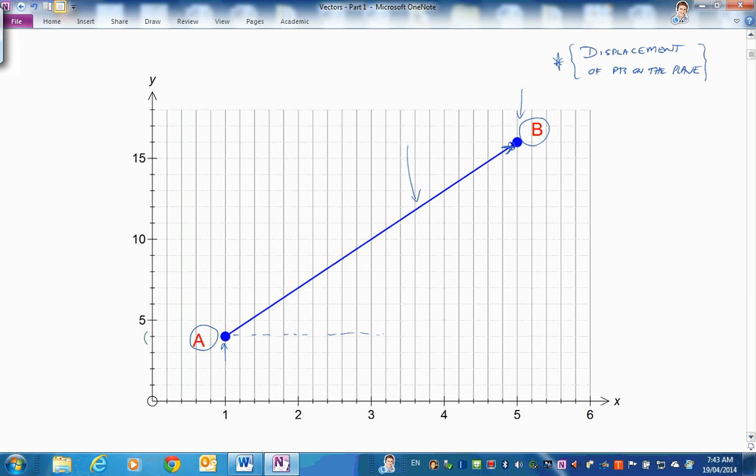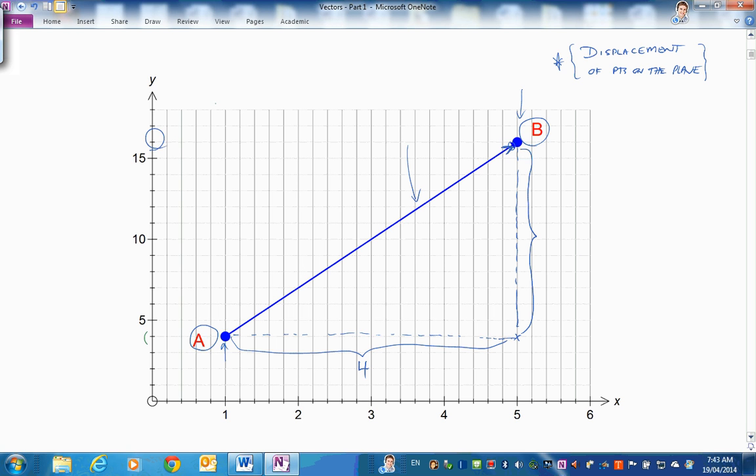Really, we're moving it in the x direction across here by that amount. So that's our first part of our displacement, and from 1 to 5, it's a matter of 4 units there. And then we're moving it up to there. So we're moving it vertically.